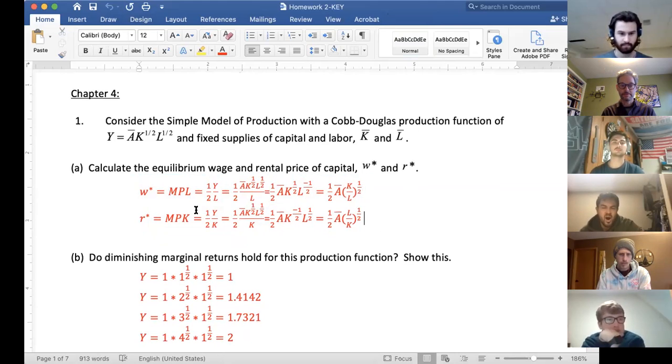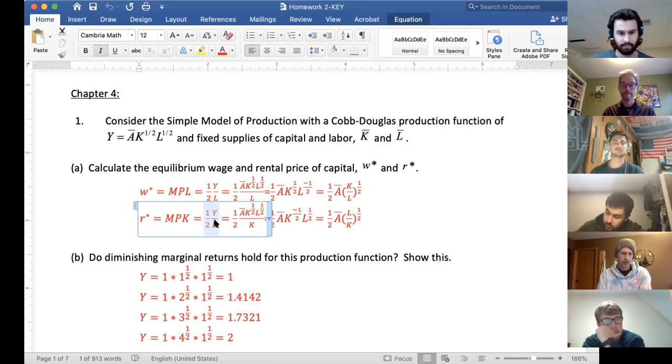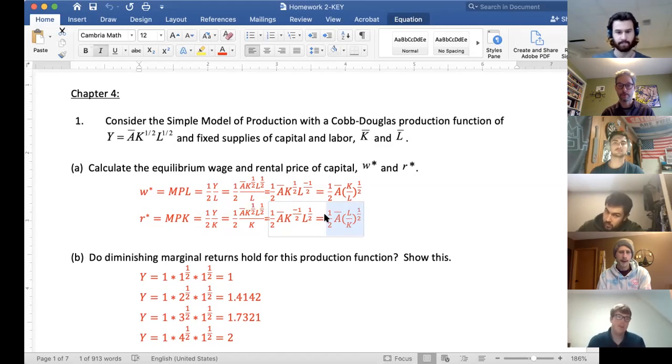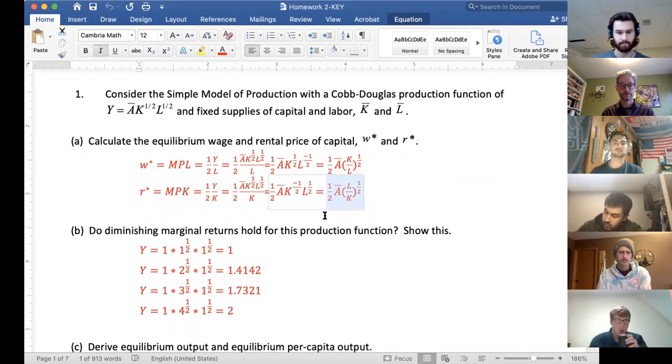And here is the formula for the rental price of capital, which is once again equal to the marginal product of capital, which is equal to 1/2 Y divided by K. If you substitute Y in, you can simplify down to this. So we actually did this exact exercise in class. The only difference here is the coefficients are 1/2, 1/2 instead of 1/3, 2/3.